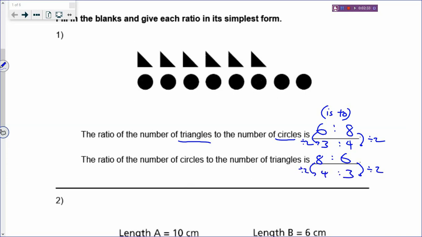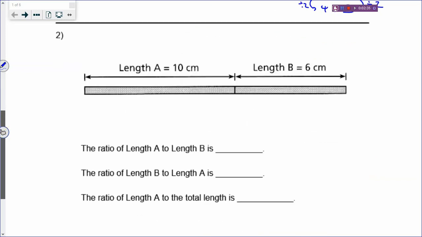Let's go down to another example. Now you can see the ratio of length A to length B. You have to write length A first. Length A is 10, and length B is 6, so 10 is to 6. How do you read out this ratio? 10 is to 6. Then of course for the simplest form, you divide the whole ratio by 2, and you will get 5 is to 3.